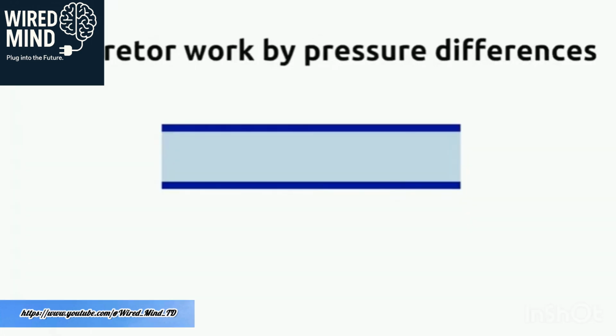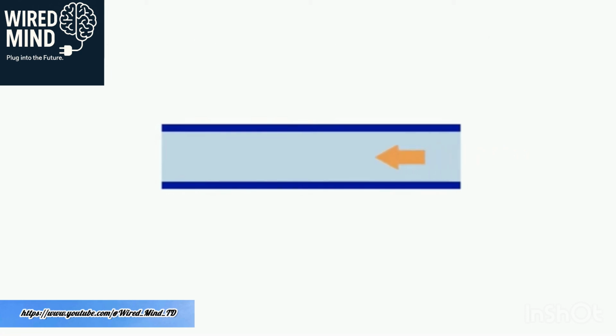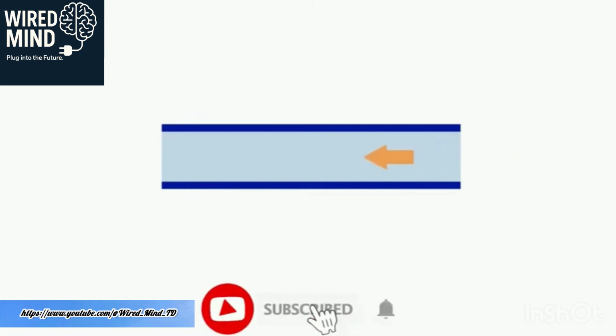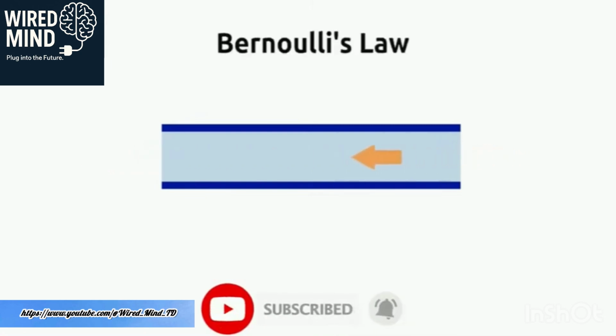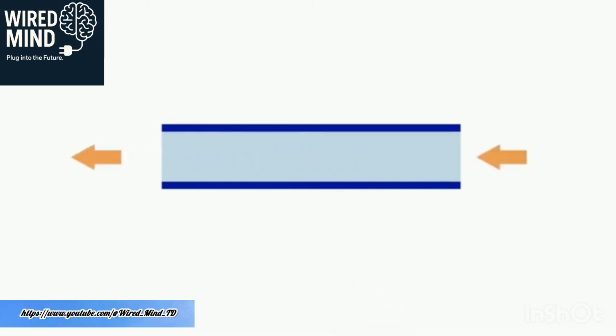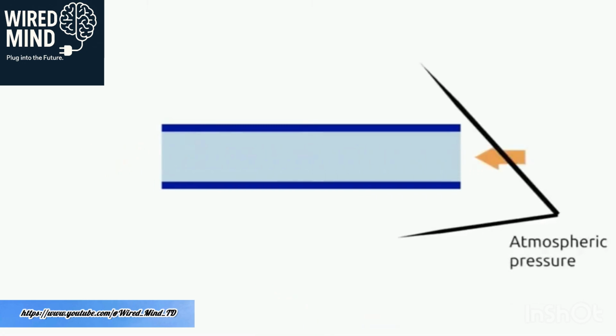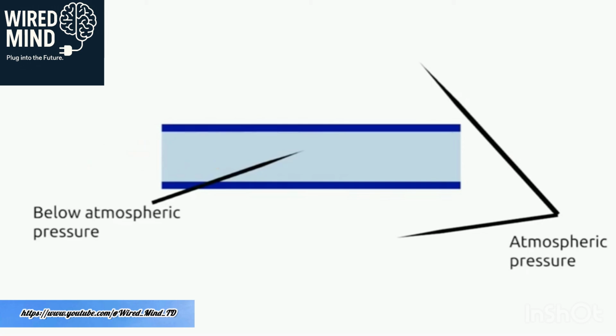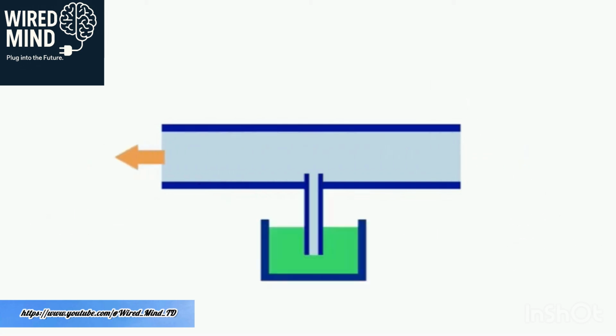A carburetor works by utilizing pressure differences. When air flows, the air pressure is lower than the atmospheric pressure. This is called the Bernoulli principle. This principle states that the faster the air flow, the lower the air pressure. Due to this pressure drop, fuel is able to be sucked into the air stream.